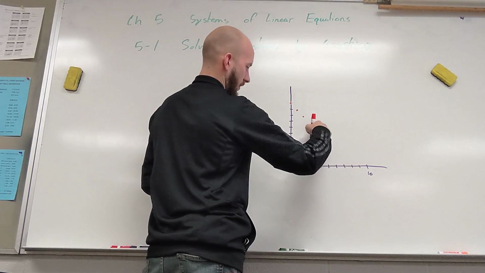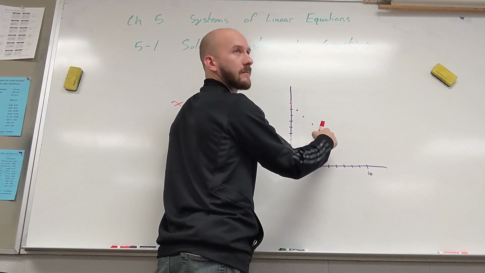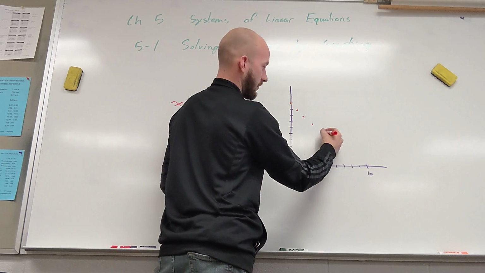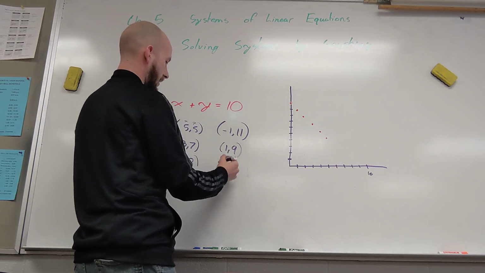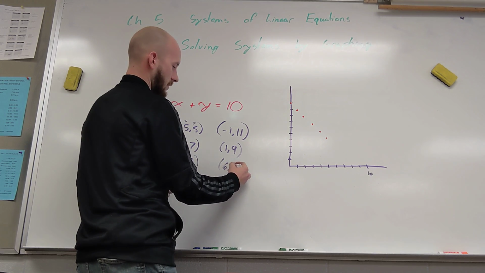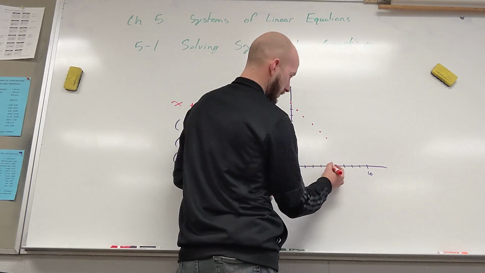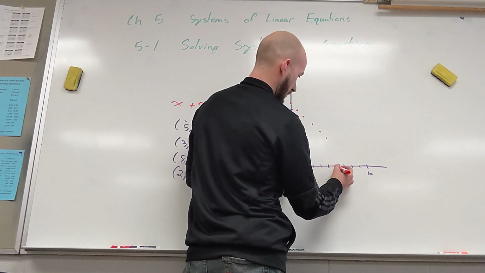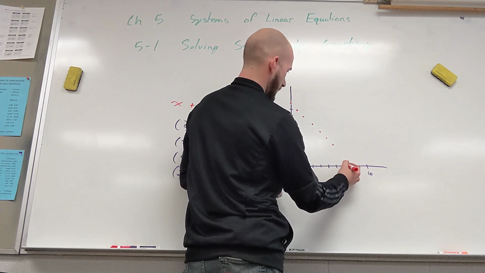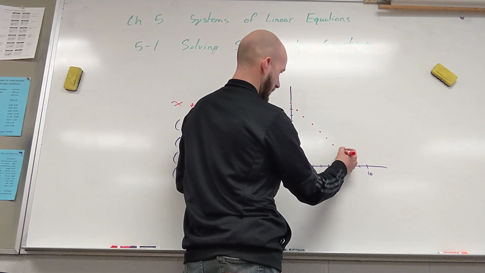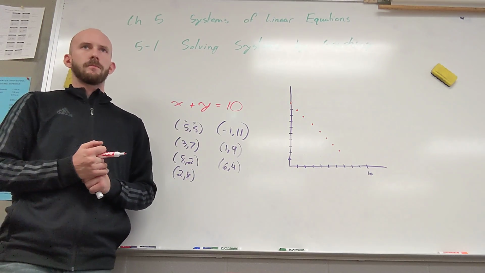So I had 3, 7. What about 4, 6? Would that be a solution? Yes. What about 6, 4? Yep. And 7, 3. And I could keep going on, but you guys see the pattern? It makes a straight line.